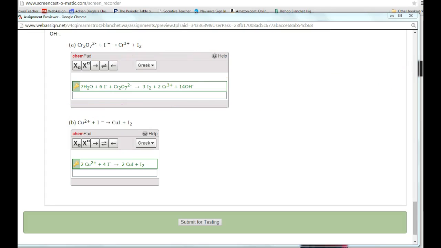Now this last one is the same as the one above it because there are no oxygens or hydrogens in there, so it's not really acidic or basic at all. It's just the same thing.